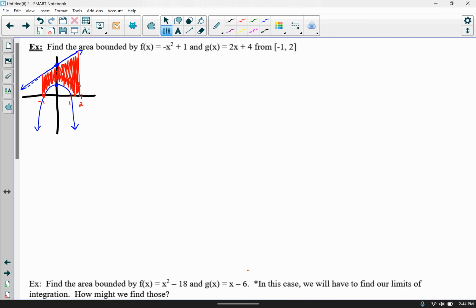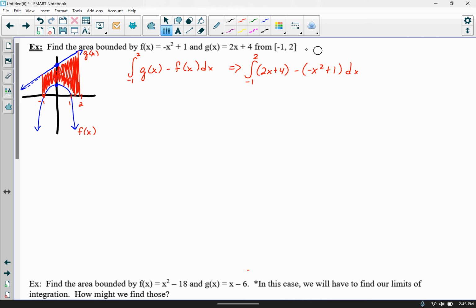Okay, so remember, the area is the curve on top. In our case here, the curve on top, I'll label it, this was my g function up here, this was my f of x function down below. So this time, g of x minus f of x. They tell us where they want us to evaluate it, from -1 to 2. All right, we'll substitute those in then. I'm looking at the integral from -1 to 2, g of x, that's my 2x plus 4, minus the negative x squared plus 1.